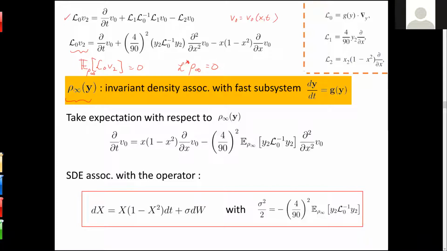Okay, why is that the case? If you go back to the operators, we are using the backward equation. The operator in the backward equation has an adjoint, and its associated equation is in terms of density. If you can still remember, I said that it gives you the evolution of the density. Since rho infinity is invariant, it is invariant. So this is rho infinity.